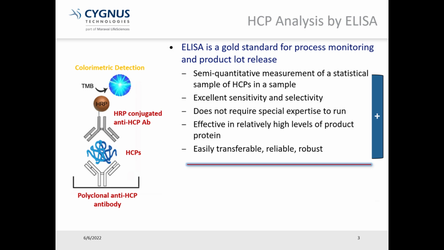First, a little on the actual host cell protein ELISA. On the left is a schematic of how an HCP ELISA works. This method is the gold standard method for process monitoring and release testing for host cell proteins, primarily because it is the one method that can measure nanogram per mil levels of host cell protein in the presence of mg per mil levels of product protein. It does not require a special level of expertise and is easy to transfer across an organization.